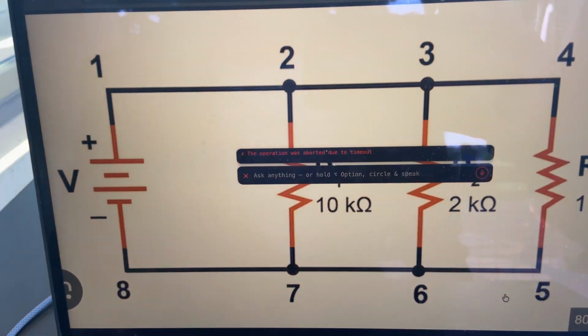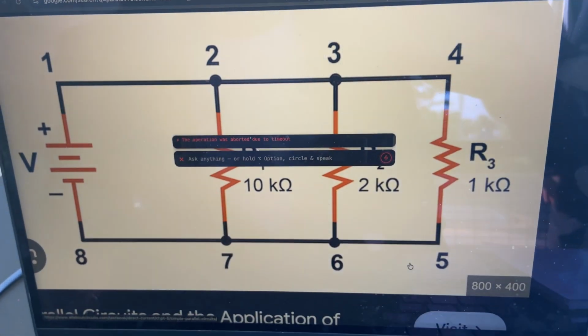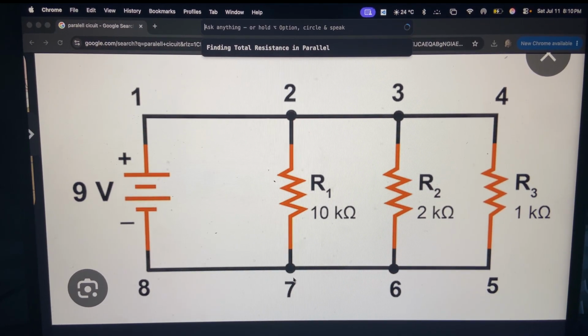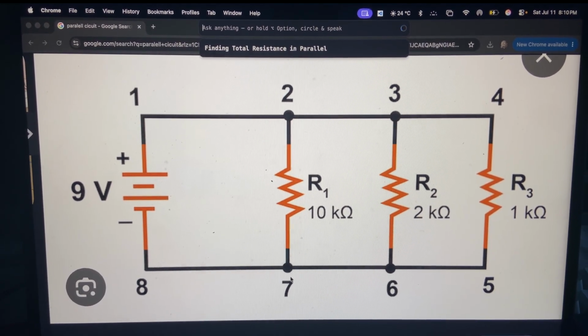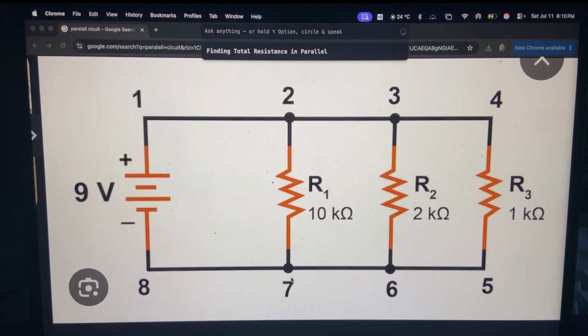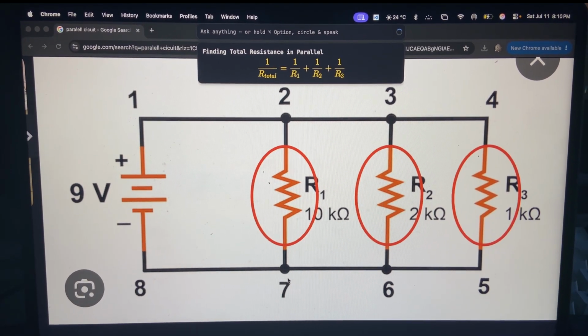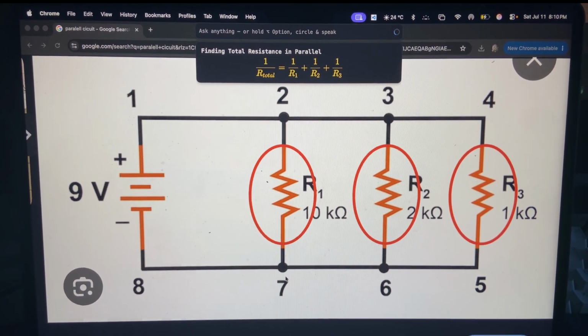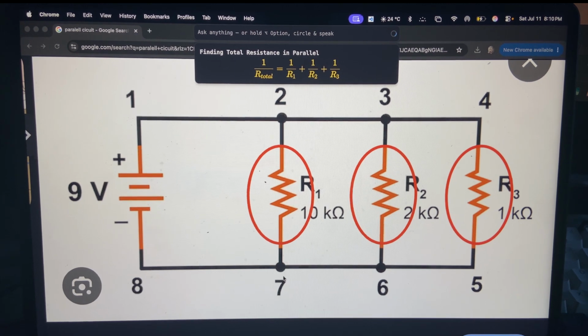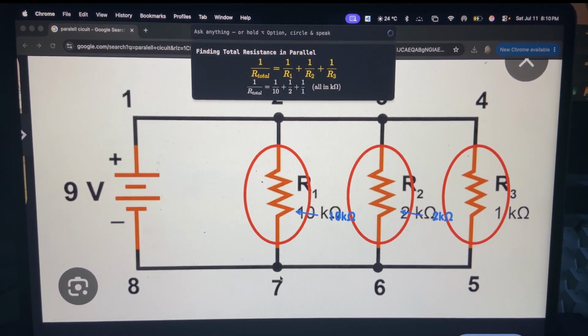Okay. What's the total resistance of the circuit right here? These three resistors are in parallel. For parallel resistors, we use this formula for total resistance. Now plug in the values. R1 is 10K, R2 is 2K, and R3 is 1K.